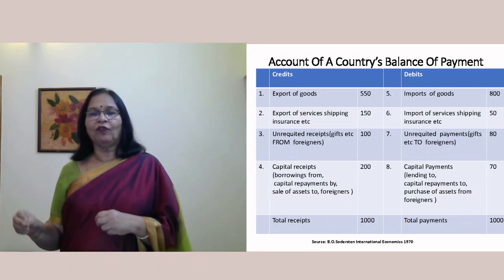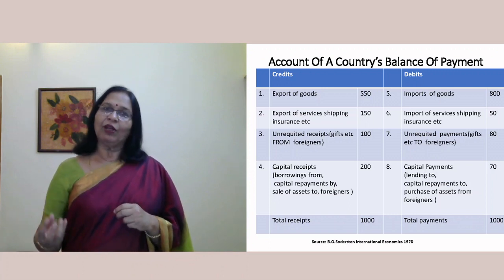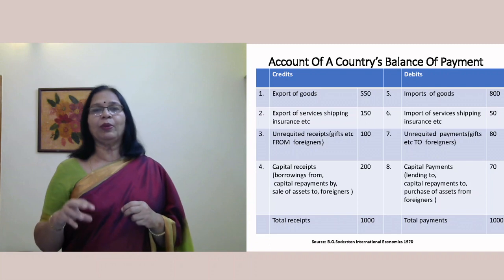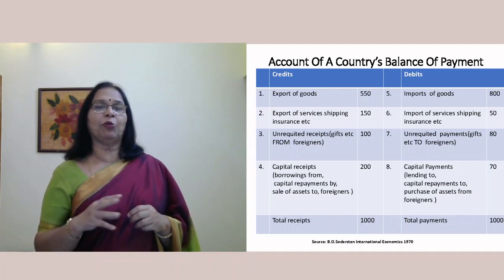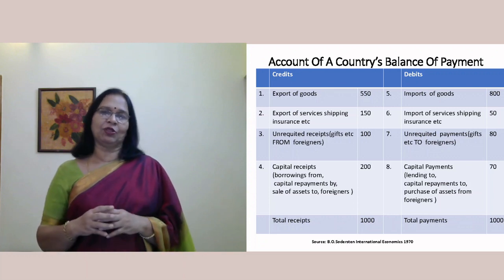And the other side of it, on item number 5, we have the import of goods. Similarly, when goods come into the country, also we are recording them at the entry points of the country. These items are called visible items of trade.